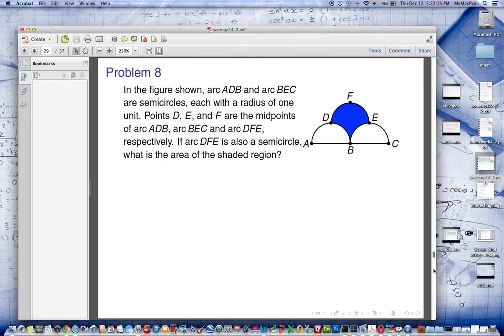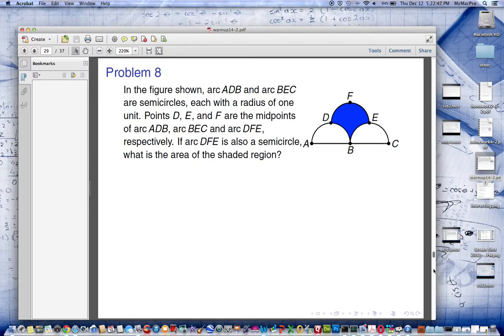This is a tricky question. In the figure shown, arc ADB and arc BEC are semicircles, each with a radius of 1 unit. Points D, E, F are the midpoints of arc ADB, arc BEC, and arc DFE respectively. If arc DFE is also a semicircle, what is the area of the shaded region?